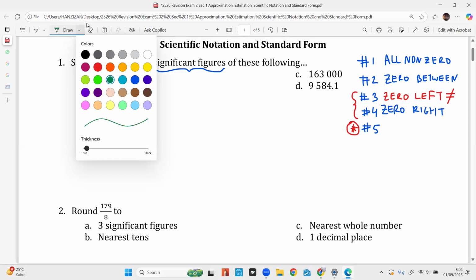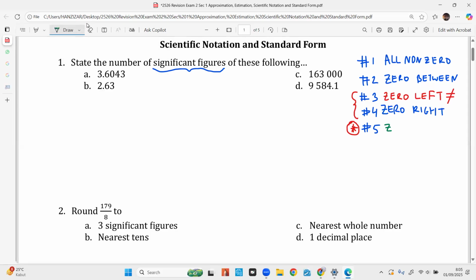So 0 on the right on the whole number might be or might not be. So it might be significant or not significant.